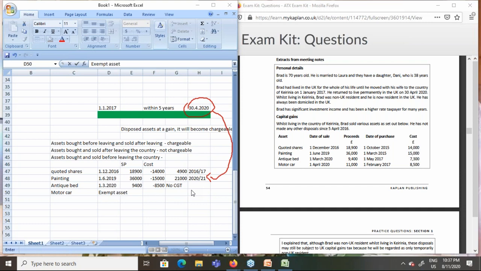So as I mentioned, go through the textbook, go through whatever the tutorials that are available from both inheritance tax and CGT, complete both areas, and then start attempting questions within the time period available.